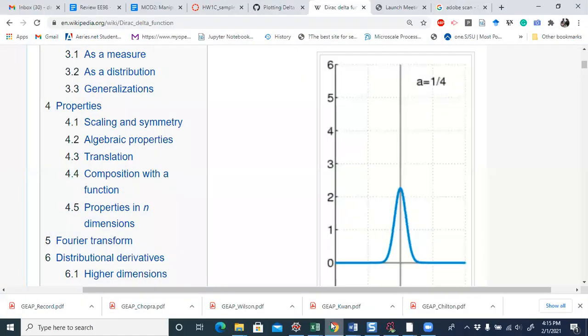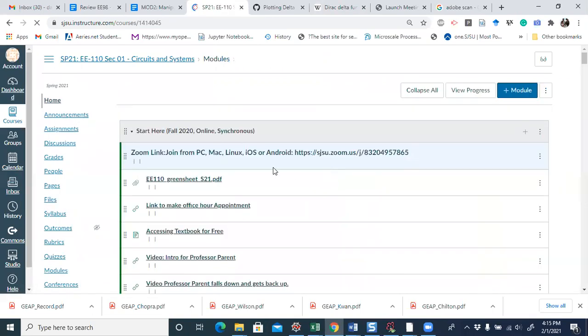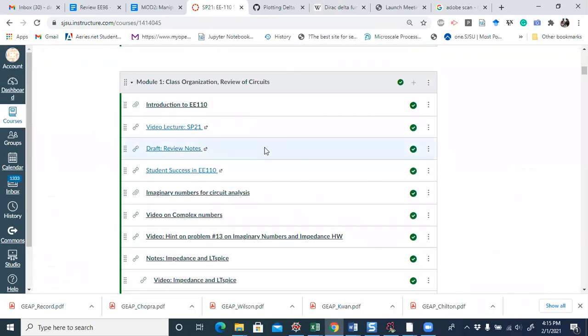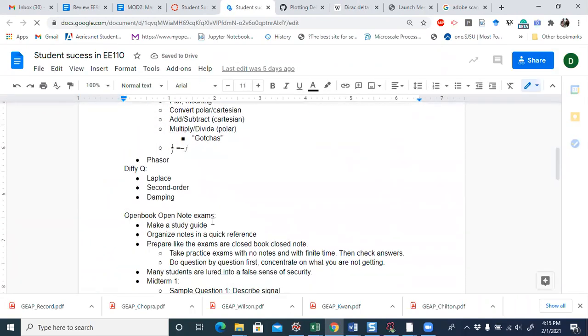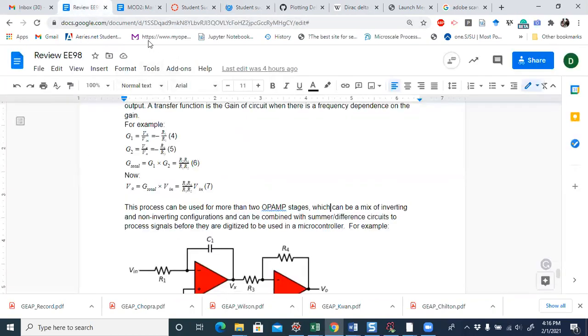I know we're running a little bit out of time, but I wanted to talk about something I have here, a link, student success in 110. I'm probably going to delete this because this was the circuit stuff, right? So that's actually in the review here.